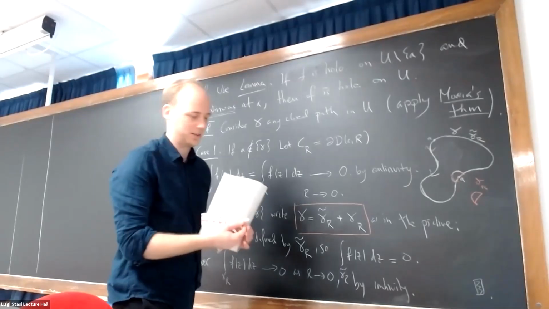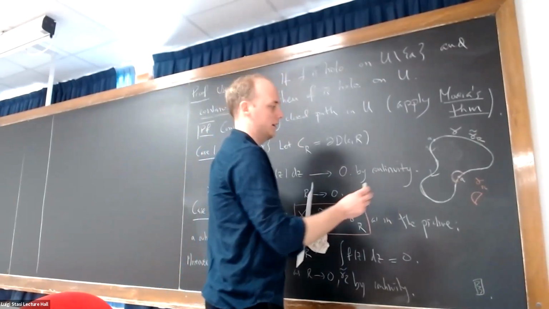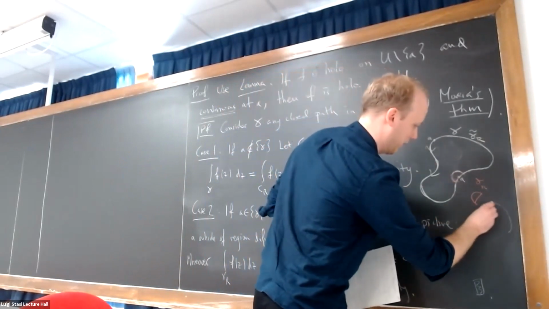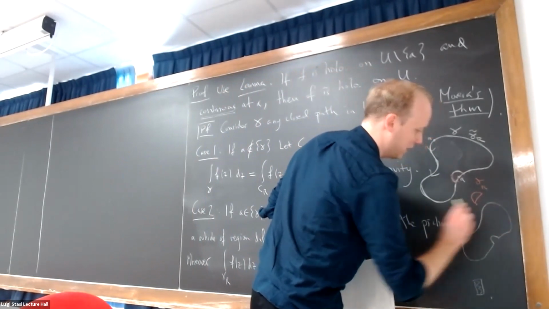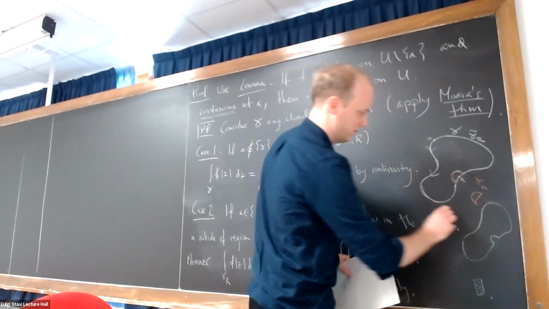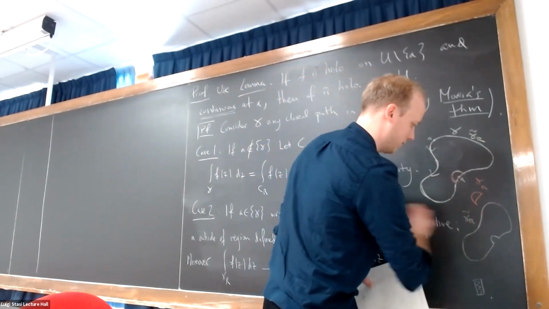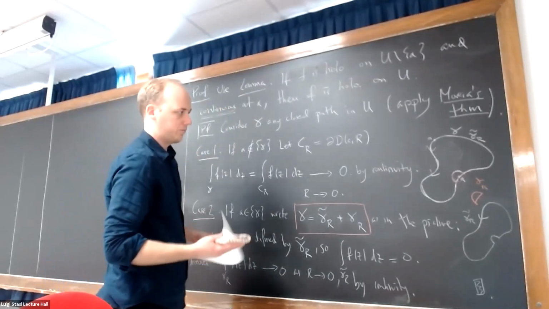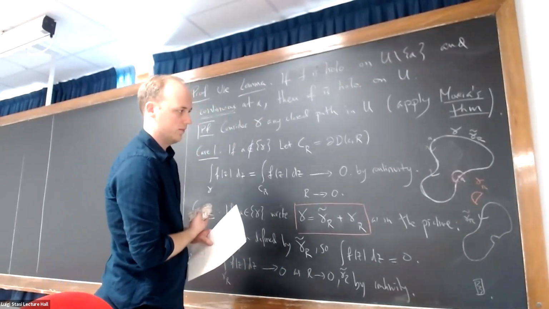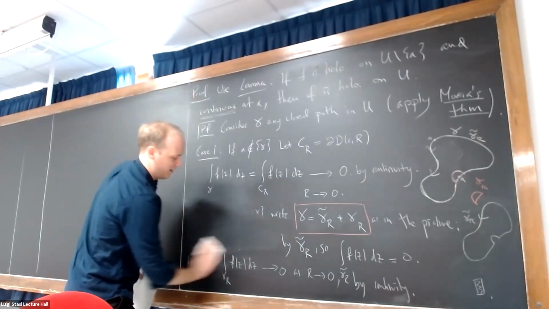Professor? Yes? Which one is gamma R tilde? Perhaps I'm confused. Yeah, it's not a great notation. So gamma R tilde is the one that goes around like this, and then follows the small half circle and then continues. Is this okay? Is it clear? Yes. Good. Okay, any other question? Okay, good.